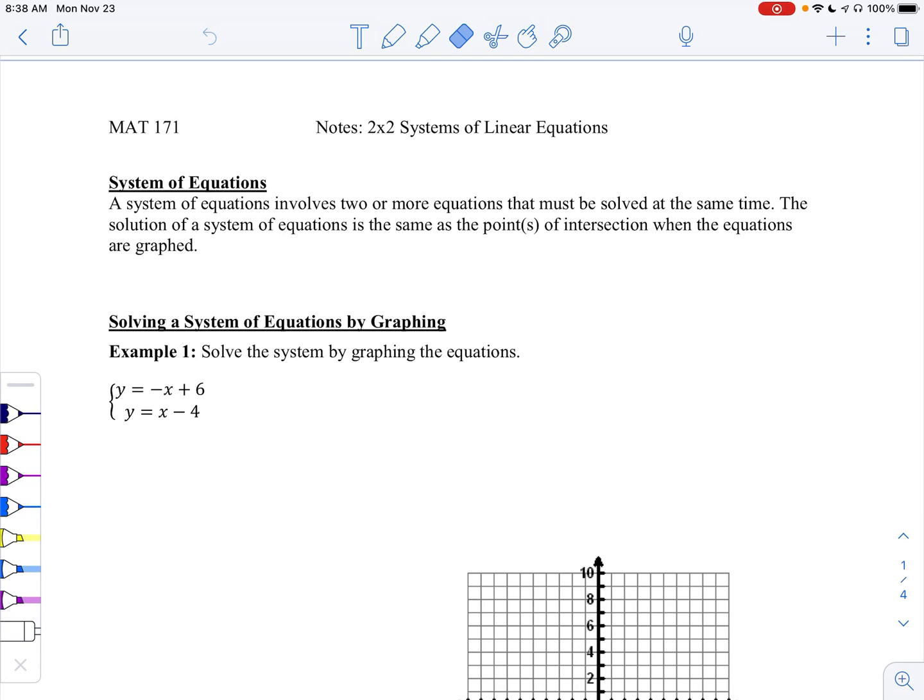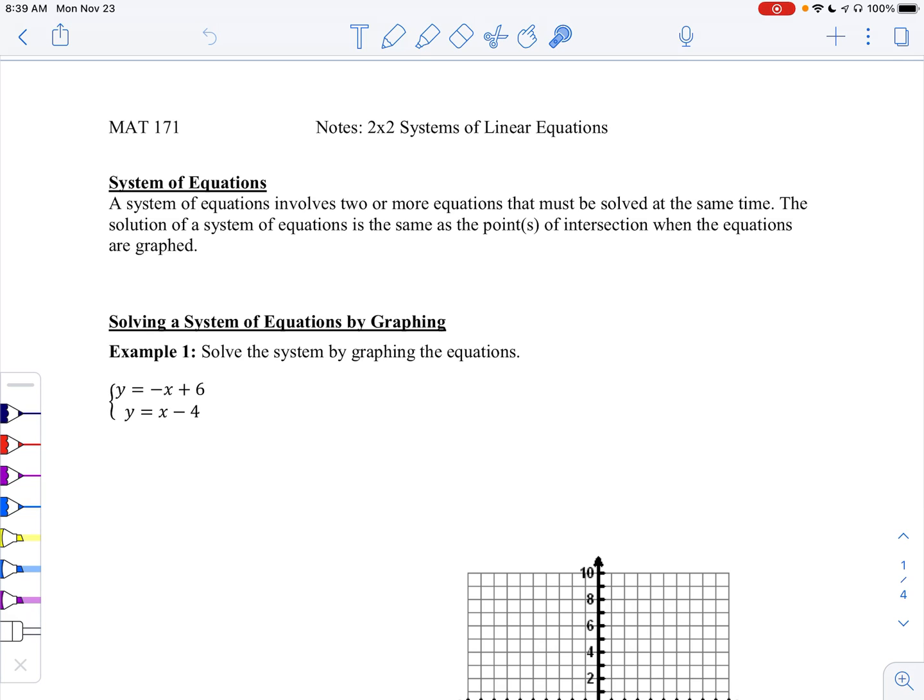Good morning, everyone. So today we're going to start looking at systems of linear equations. When I say a system of equations, basically this means we're looking at multiple equations and trying to solve them simultaneously. With a 2 by 2 system of linear equations, what that means is that we have two equations and two variables that we're trying to solve for.